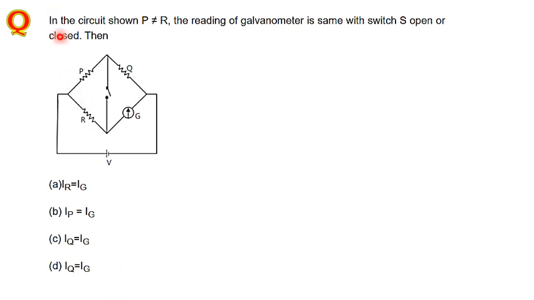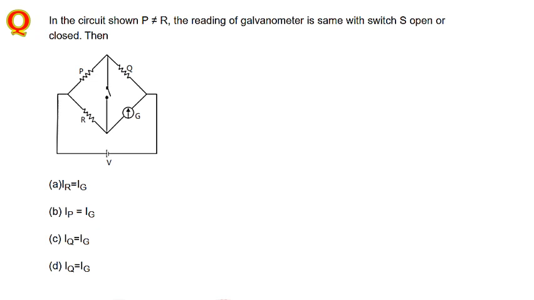The next question is, in the circuit shown, P is not equal to R, that is, the P resistance is not equal to R resistance. The reading in the galvanometer is the same. P and R differ, and the galvanometer reading is the same even when the switch S is open or closed. Hope you remember this.